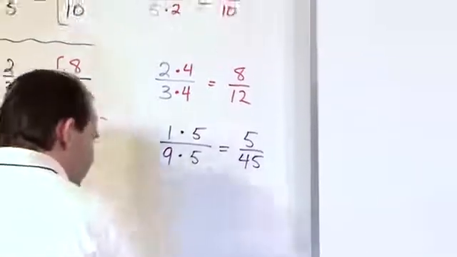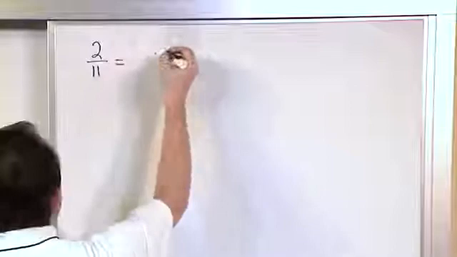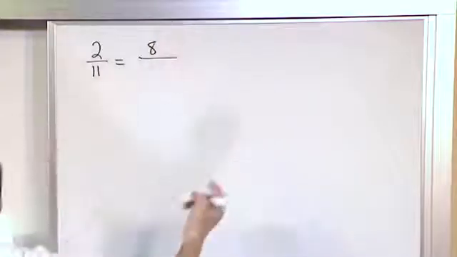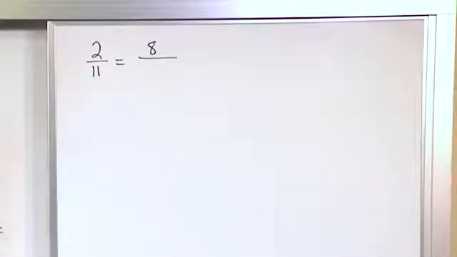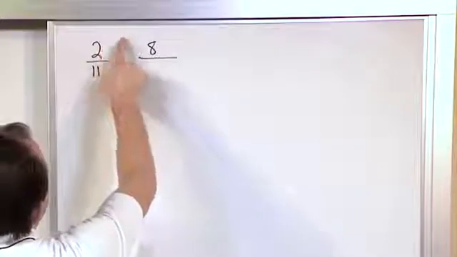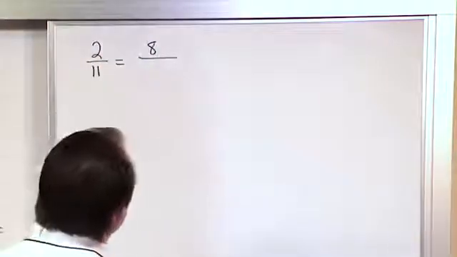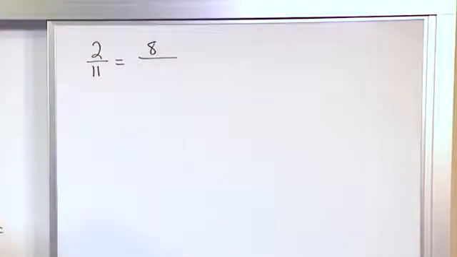All right, let's go and work some more just to give you a little more practice. What if I have 2/11, and that's equal to 8 over something? It's a blank. And I need to figure out what I need to do. Well, if you look at this, I'm trying to go from 2 to 8 on the top. I have to multiply. 2 times what is going to give me 8? Well, 2 times 4 is 8.